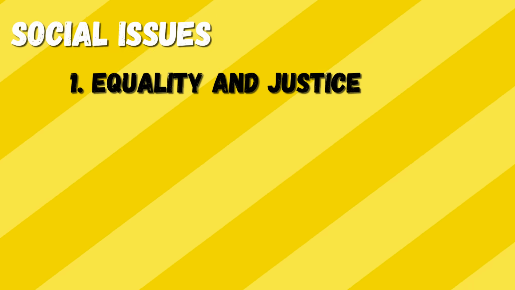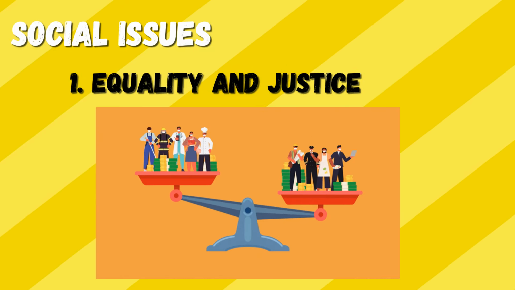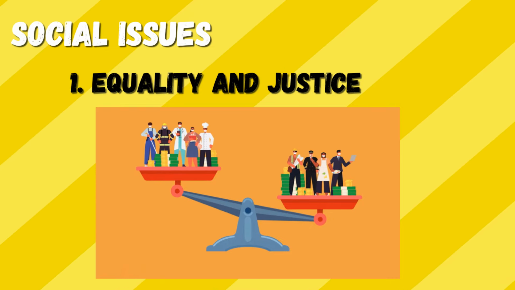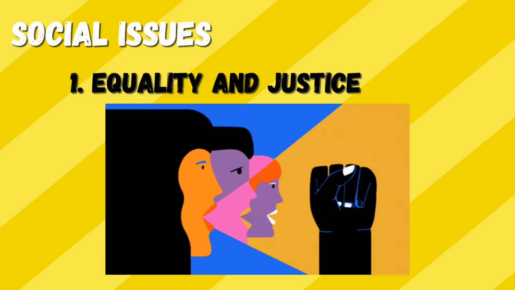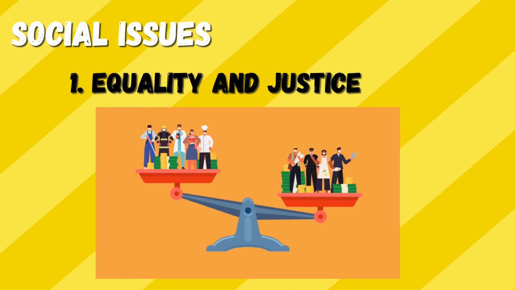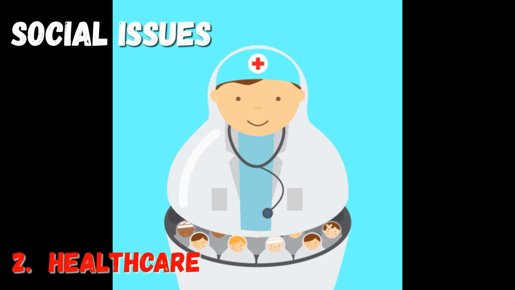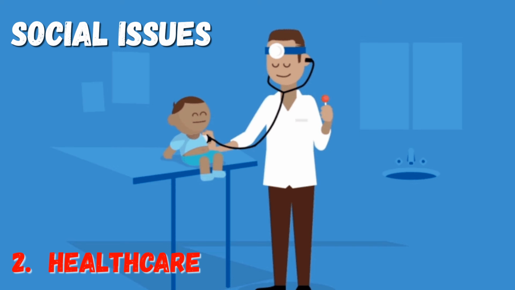Equality and justice. Issues related to discrimination, inequality, and social justice. This can encompass matters such as racial inequality, gender discrimination, LGBTQ+ rights, and economic disparities. Next is healthcare. Access to healthcare services, affordability of medical treatment, and public health concerns are significant social issues. Access to essential healthcare can impact the overall well-being of a society.